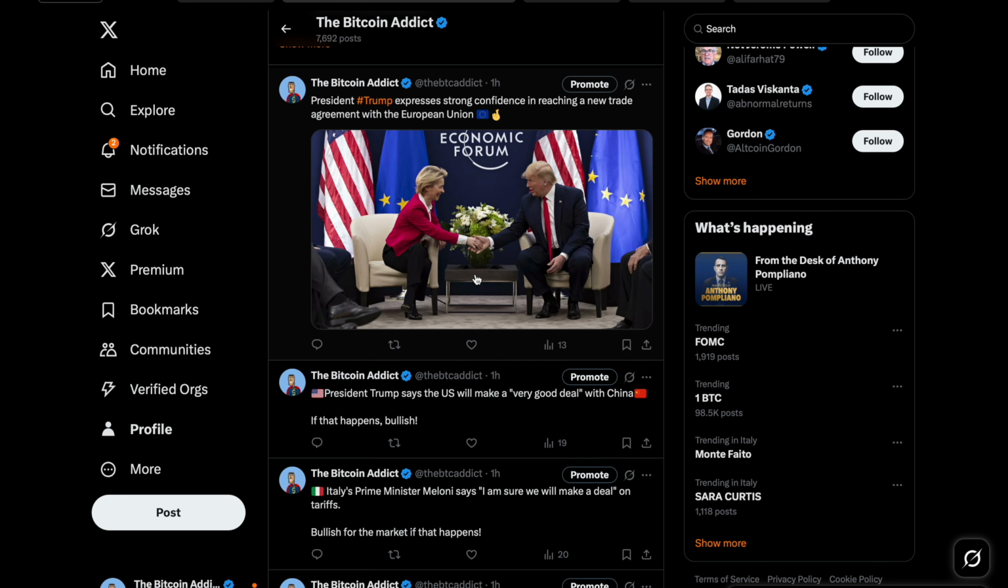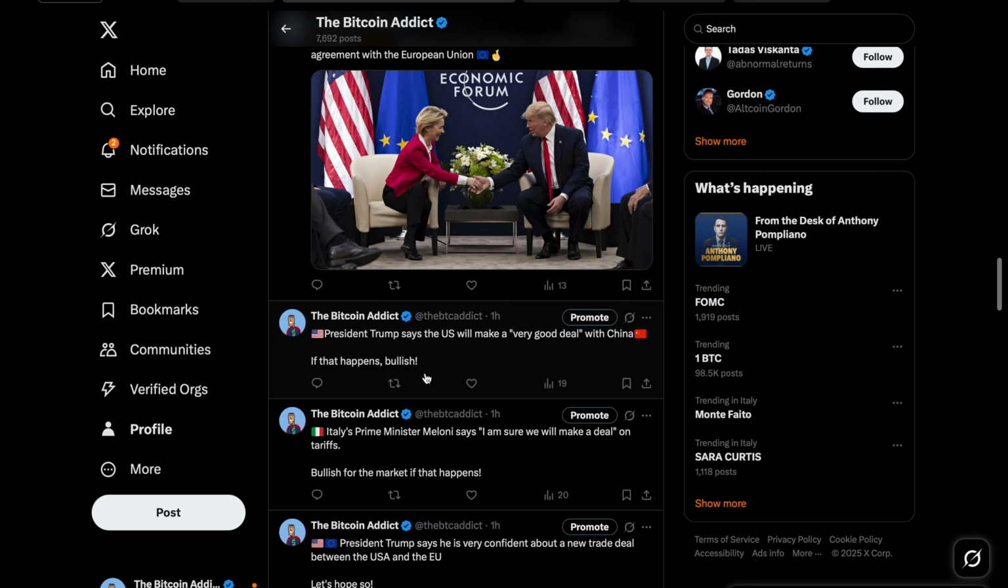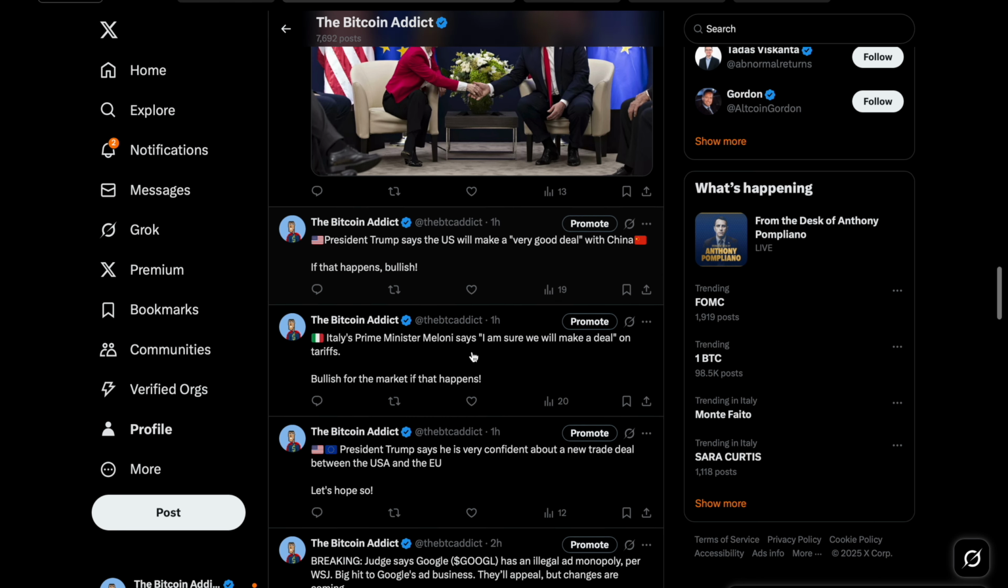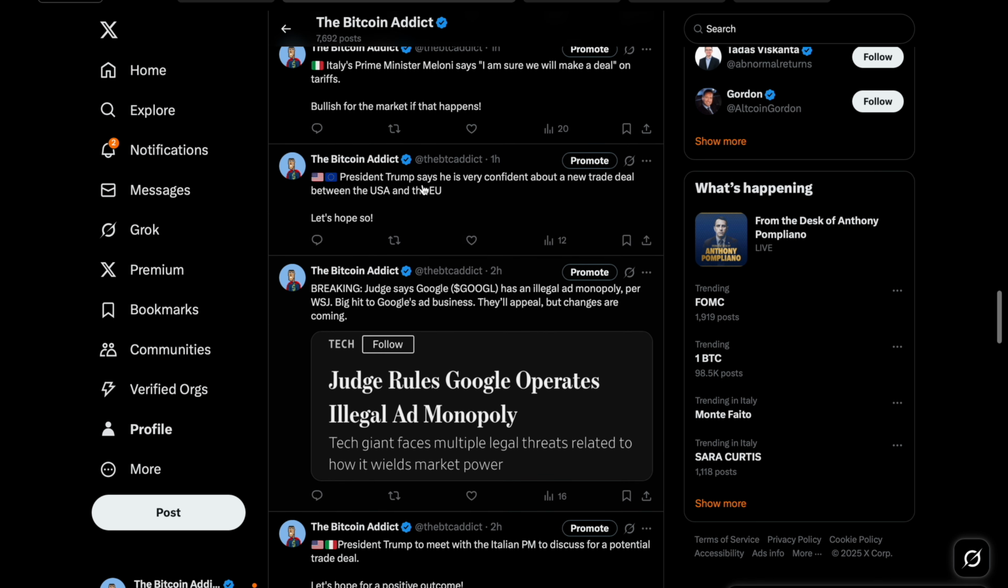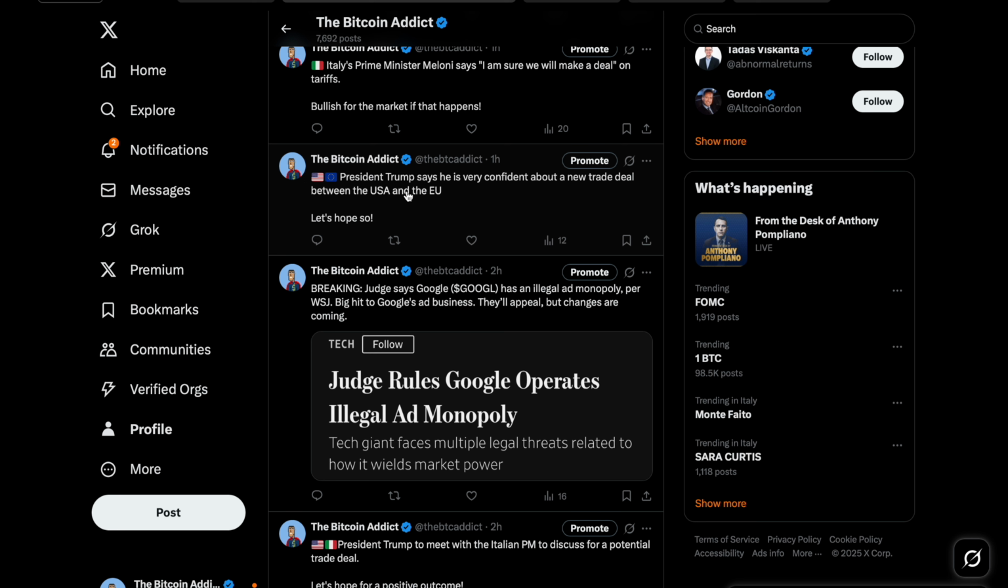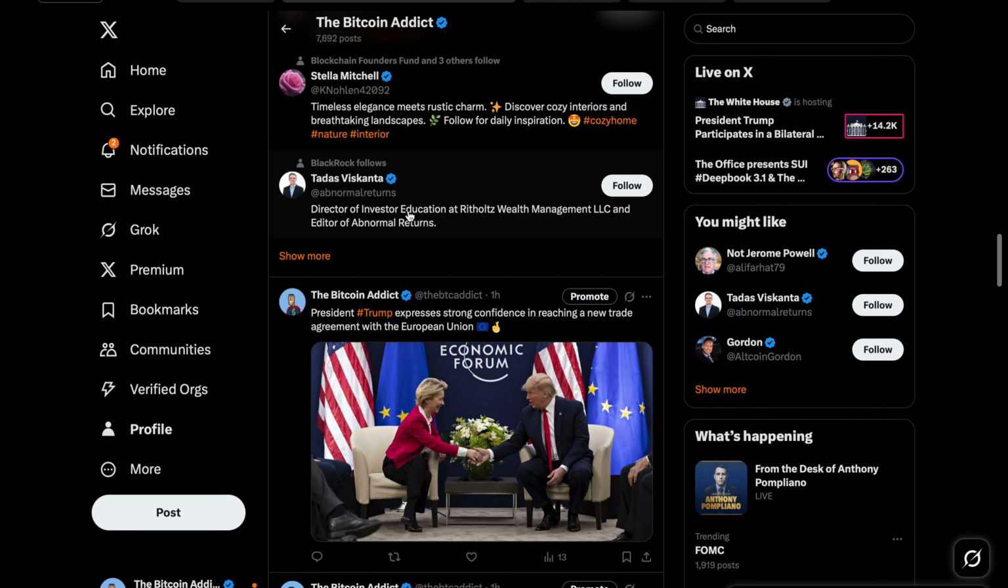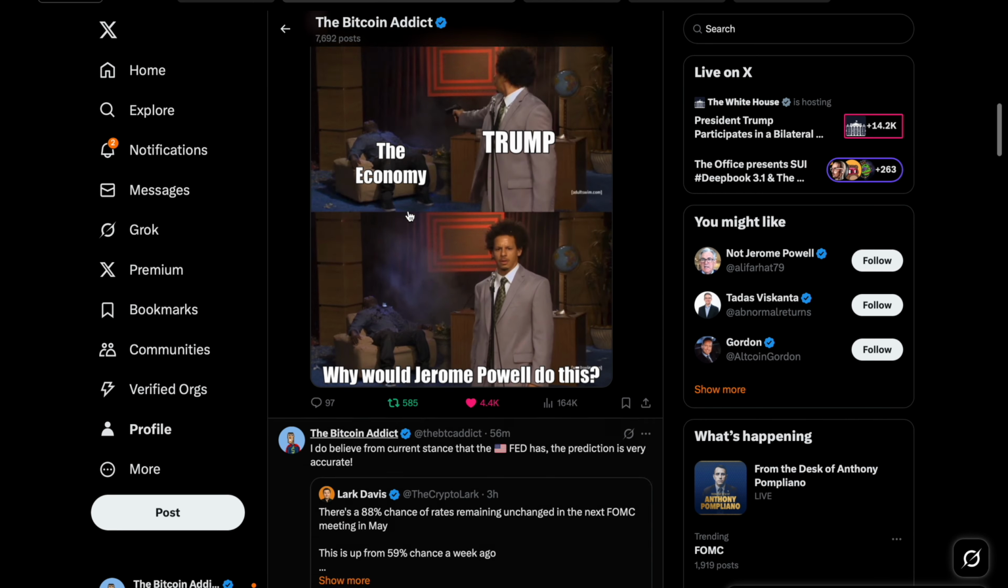So let's now continue with the news. As you can see here, President Trump says that the US will make a very good deal with China. If that happens, it's very bullish for the market. Same for Italy. Prime Minister Meloni says, I'm sure we will make a deal on tariffs. Bullish for the market if it happens. Also, President Trump says he's very confident about a new trade deal between the USA and the EU. Let's hope that happens, because it would be very bullish news for the current market.